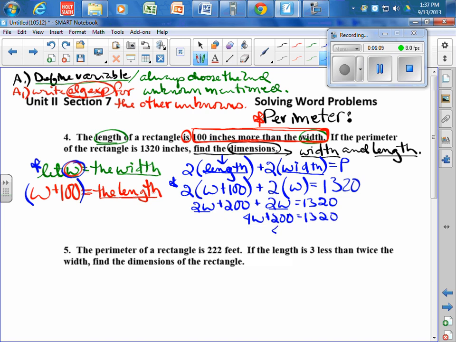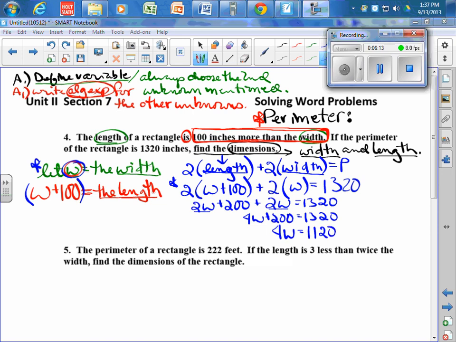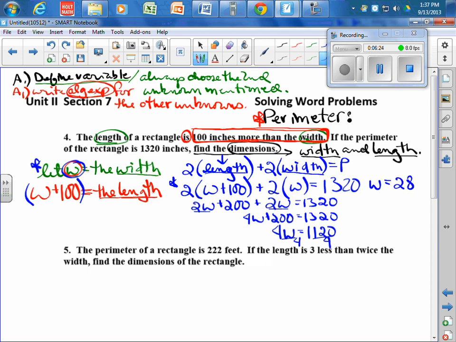Subtracting the 200 from both sides, you get 4W is equal to 1120. And when you divide both sides by 4, you get W is equal to what? Your calculator, 1120 divided by 4, right, 280. So what does that mean?